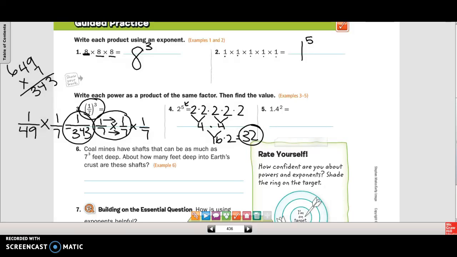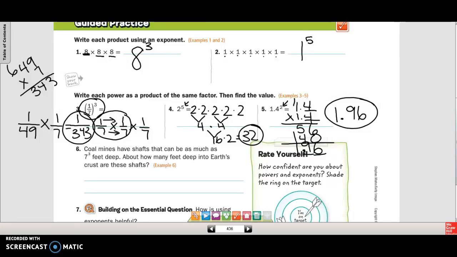The next one says we're going to write it twice because there's a little 2 right there. We have 1.4 times 1.4. Don't worry about the decimal till the end. We have 4 times 4 is 16. 4, 5, 0, 4, and a 1. We're going to add those together. There's 2 spots behind the decimal, so 1, 2 spots. So your answer is 1.96.